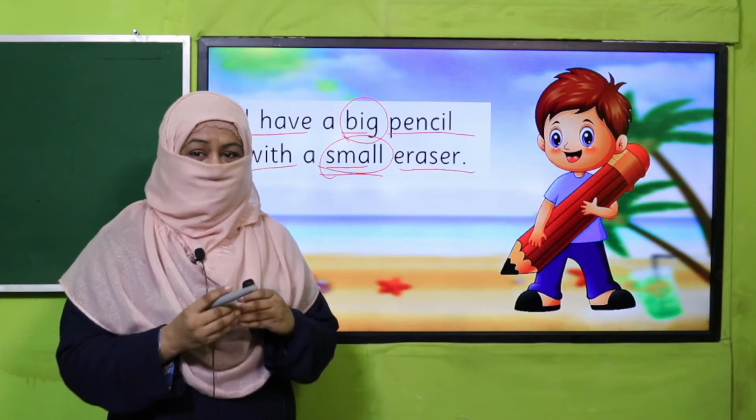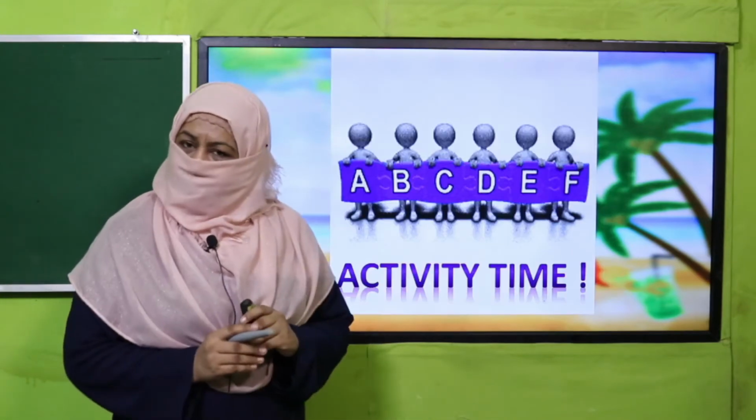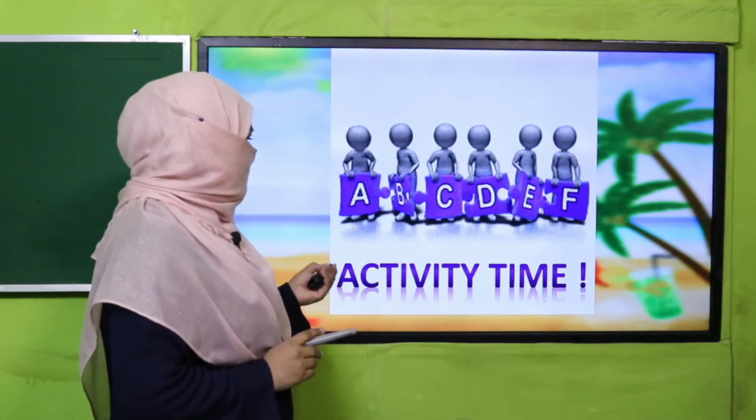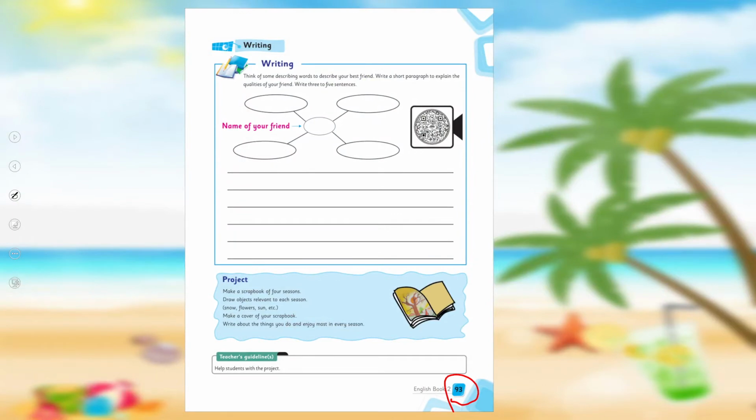Are you clear with the concept? All right. So let's practice it through an activity. All of you, first of all, open your book on page number 93. Here is a task given to you which we are going to do through an activity. In a fun way we are going to do it.